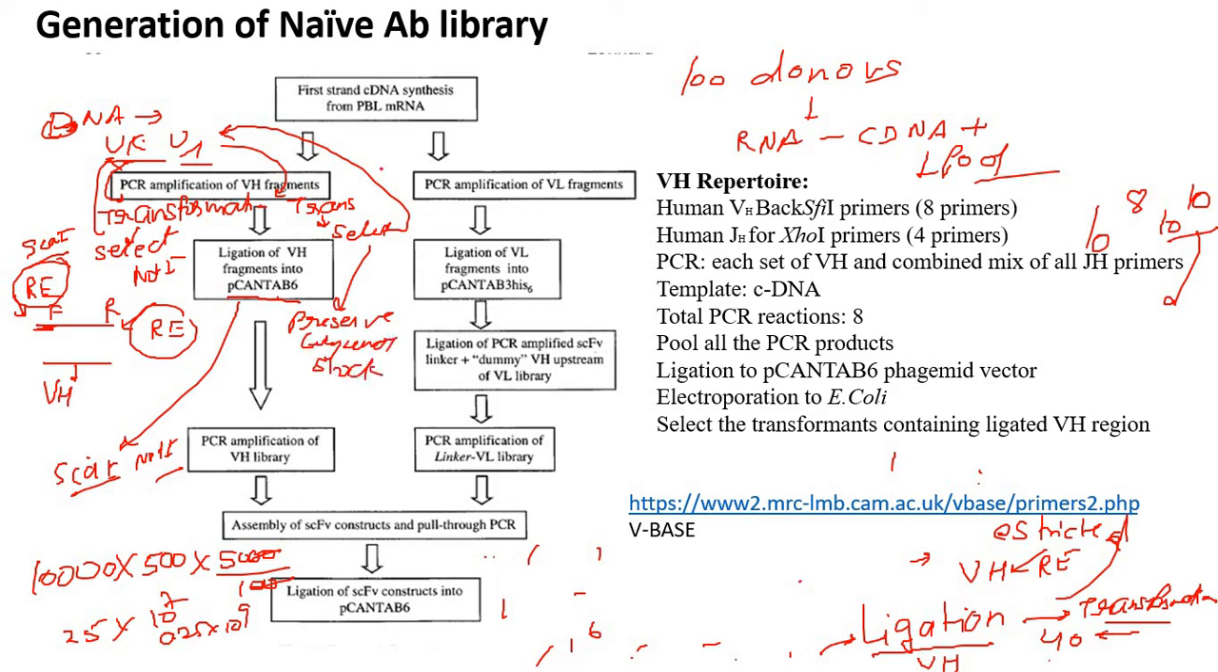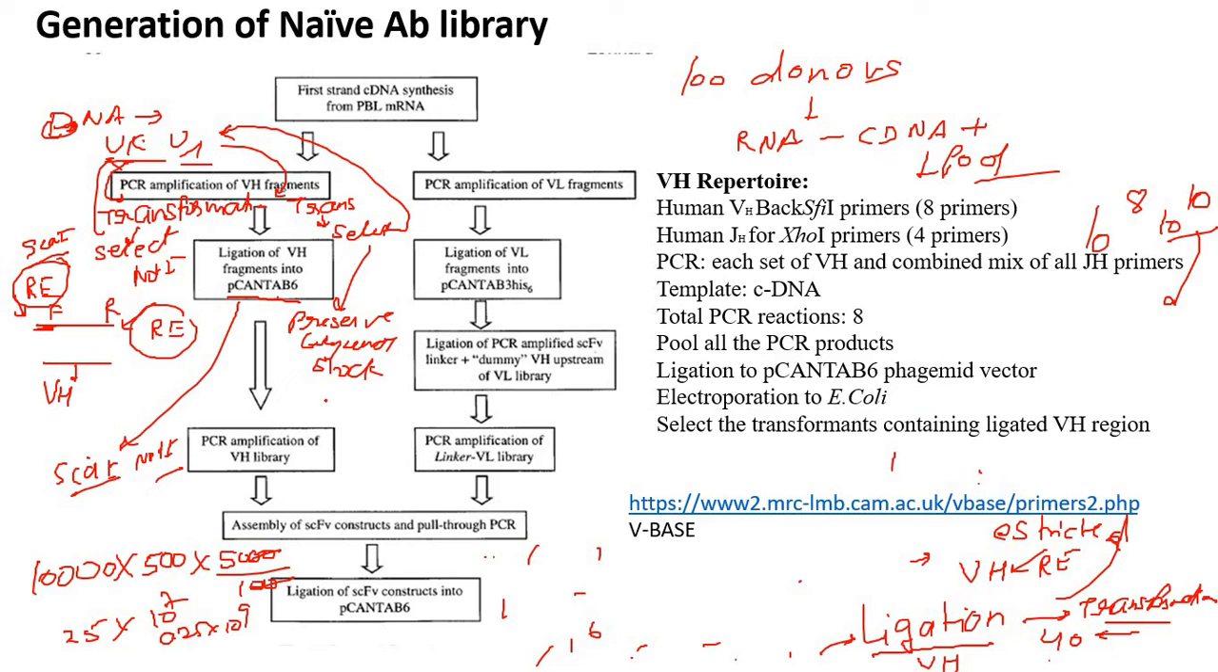And keep it, and again you have to be sure that the library size should be 10 to the power 8 to 10 to the power 10. If it is less, then you have to do multiple transformations. This is a very tedious process. If you want to make a library, this is going to be a quite tedious process.